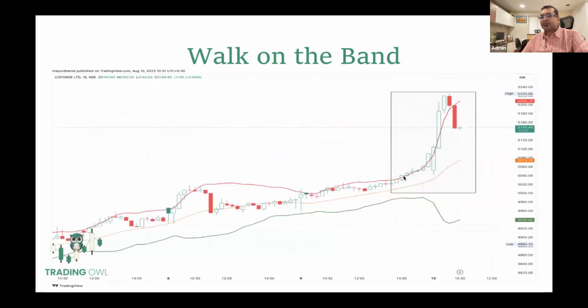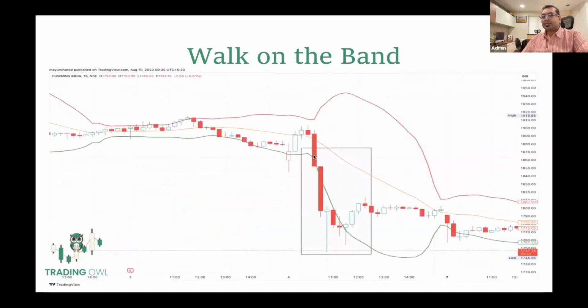This is another example of walk on the band. This is Coforge. This is again a 15-minute chart. The first candle, this candle closes at the band. This one closes above the band, and then you can ride the whole rally up. And this is opening on the next day. This was someone who would have taken this position and held on to the next day. In the first 45 minutes of the next day, the price continued being up because this is a 15-minute candle. And then you trigger your stop loss when it closes below the upper band.